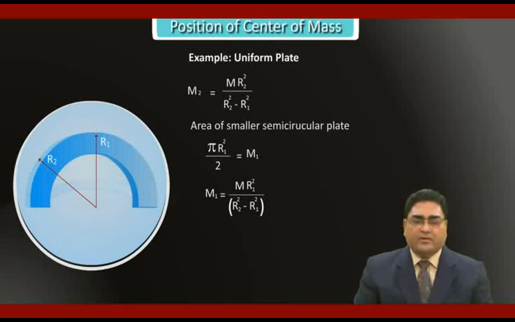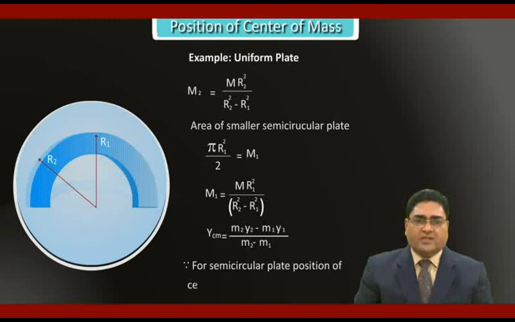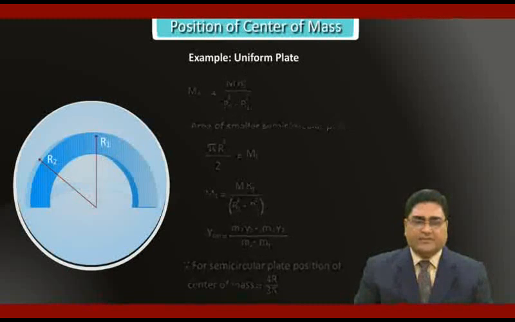Now we have found the masses of the semicircular plates having radii R1 and R2 as M1 and M2. Now we can write the equation for YCM. YCM will be equal to M2 Y2 minus M1 Y1 upon M2 minus M1. Since for a semicircular plate, the position of center of mass is 4R upon 3 pi from the center.